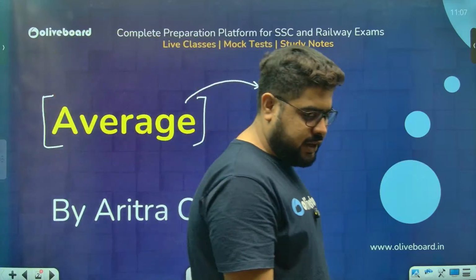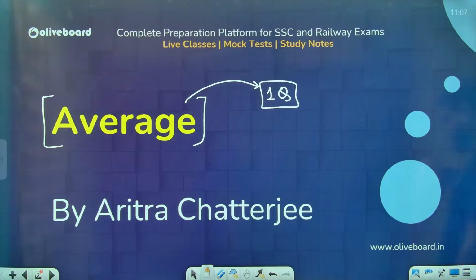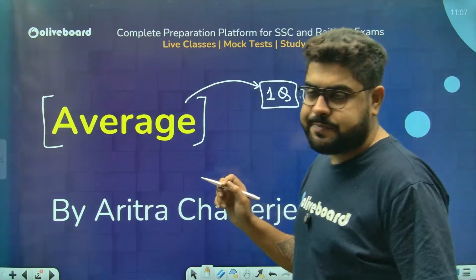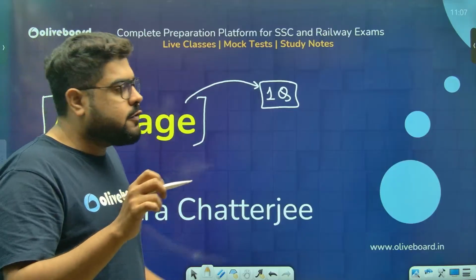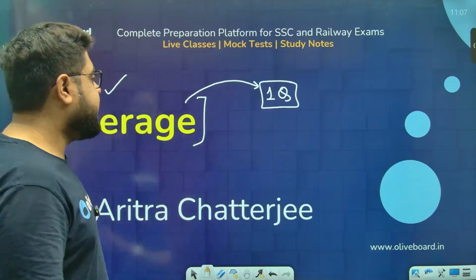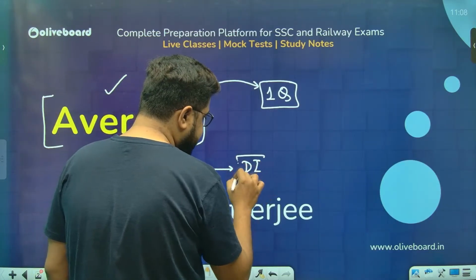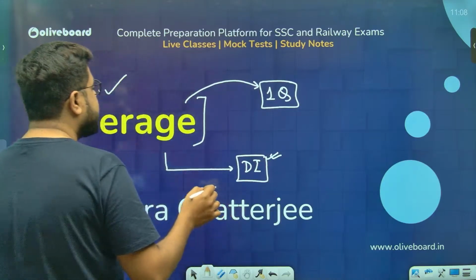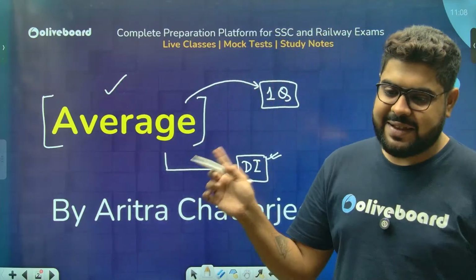It depends on whatever the mood, whatever the shift, there are multiple variables there. But please understand, do not learn this chapter only from the point of view of solving one question of arithmetic. Learn this chapter because in DI questions, data interpretation, you will need average as well.